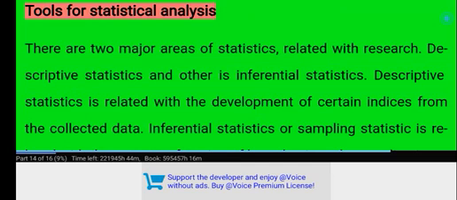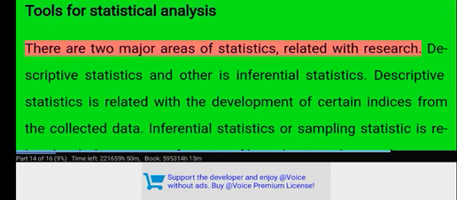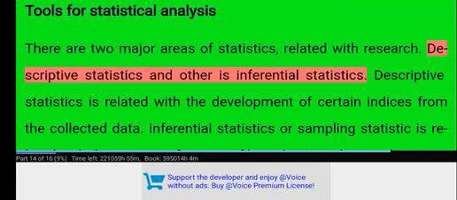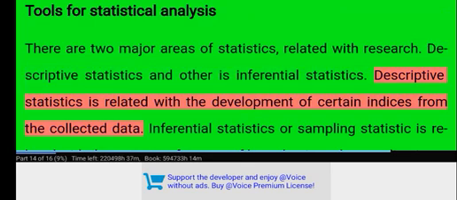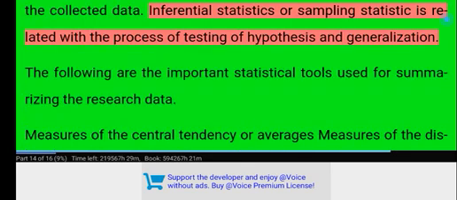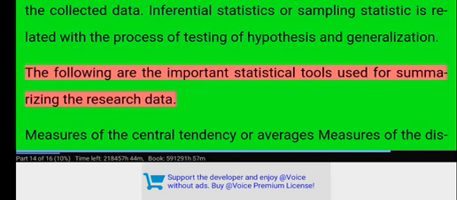Tools for statistical analysis. There are two major areas of statistics related with research: descriptive statistics and inferential statistics. Descriptive statistics is related with the development of certain indices from the collected data. Inferential statistics or sampling statistics is related with the process of testing a hypothesis and generalization. The following are the important statistical tools used for summarizing the research data.